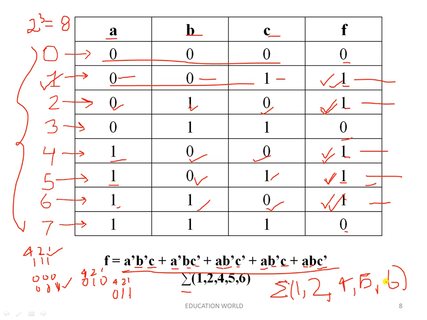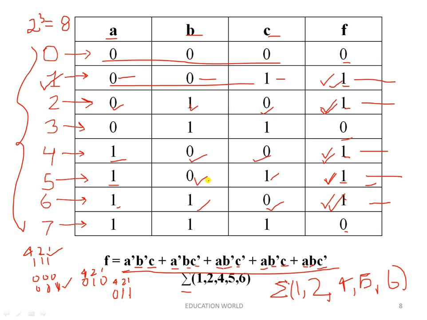this is the sum of product. This is the canonical sum of product expression, and sigma 1 2 4 6 is what we say the decimal format, or compact format, of representation of the sum of product.